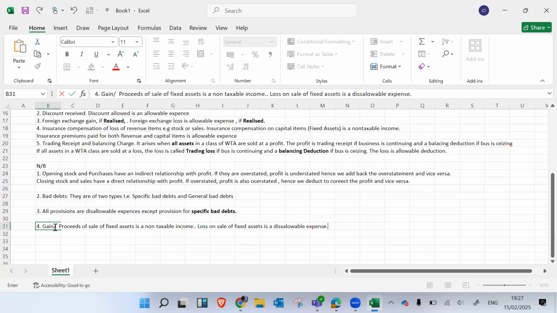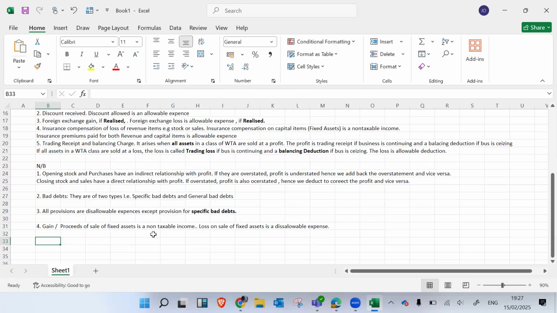For the accountant, in normal circumstances, the accountant will put the gain on sale of assets as income in the income statement, and the loss on sale of assets as an expense. But now those are the corrections that we have to do as tax people. We have to take note of that. With that concept, we should be in a position to prepare the income statement.